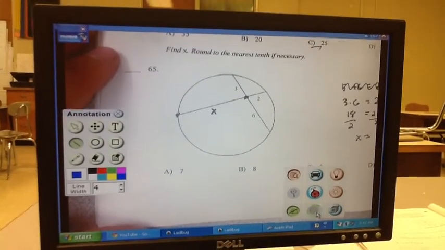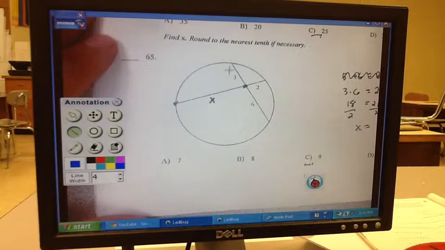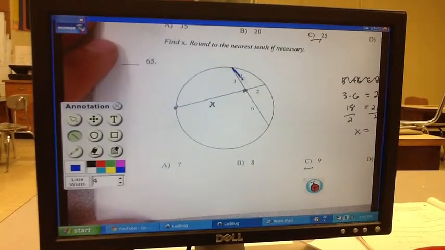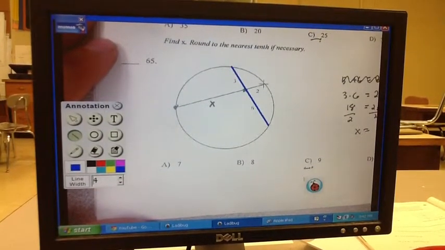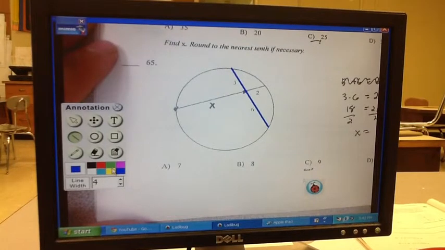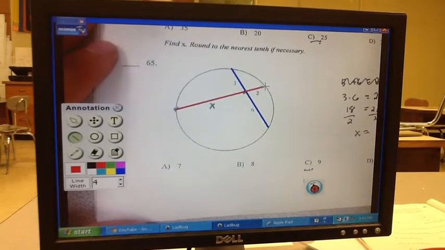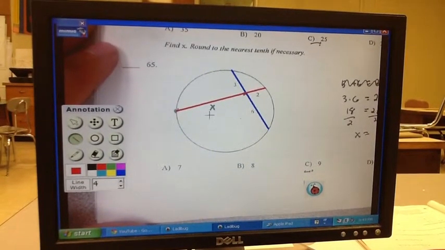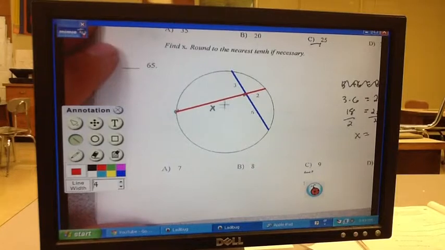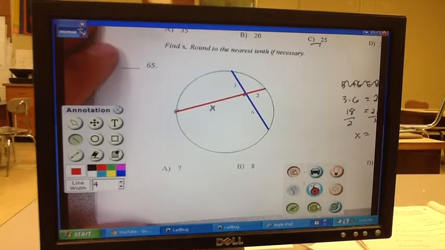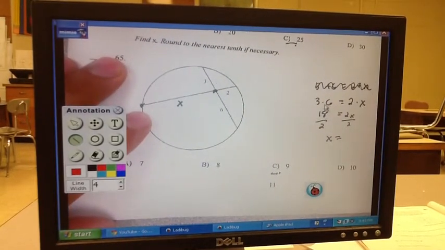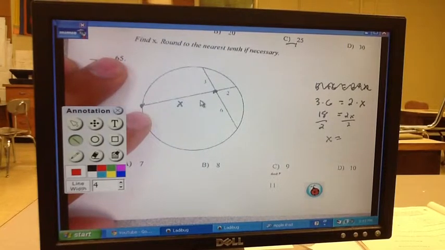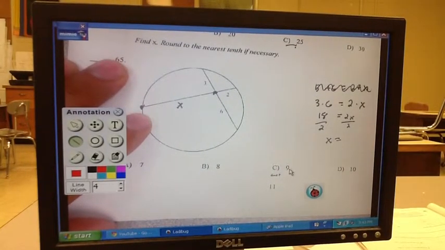Segments that are inside. We've been talking about arcs and angles. Now going to the segments. Remember, if we're just given segments, such as the blue segment and the red segment, it's the two segments on each other times each other will equal the other two on that same one. So I got 3 times 6 equals 2 times x. Go through and solve for x. X ended up being 9.